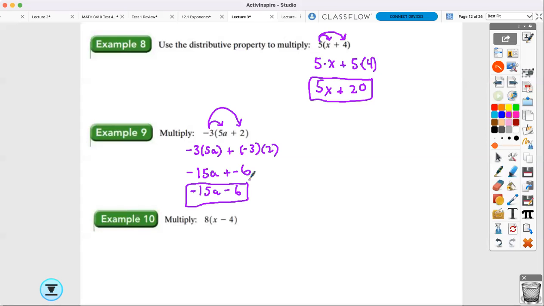All right, example 10, we're gonna distribute the 8 now. 8, an arrow to the x, and an arrow to the -4. So in this one, I'm gonna skip the first step, right? Because we know we're just multiplying it out at this point. 8 times x is 8x. 8 times -4, a positive times a negative is negative. 8 times 4 is 32. And we're done.